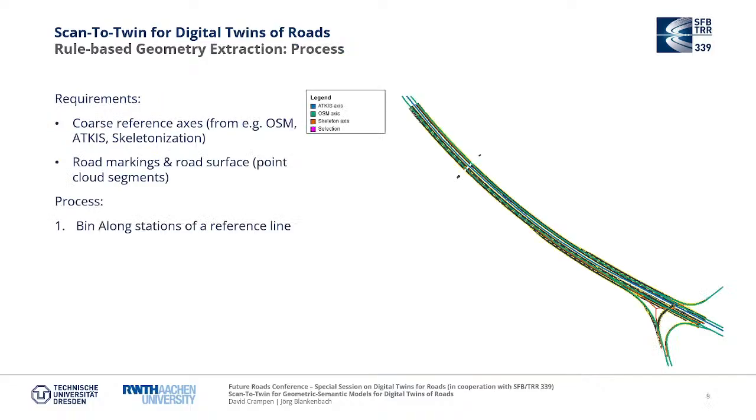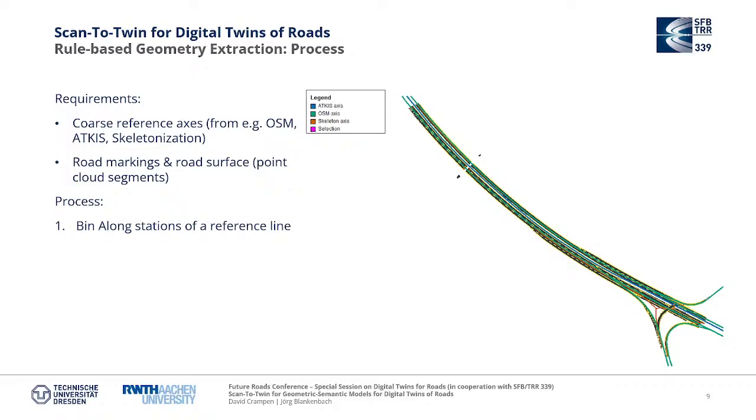Really the only thing else, apart from the road marking and road surface point cloud segments, that we need is a certain reference axis that might just come from OpenStreetMap data. In Germany, we have the Federal Topographic Cadastral Information System, which also provides these general road reference lines publicly. Or we could also apply an approach of rasterization and skeletonization to derive a relatively coarse reference axis.